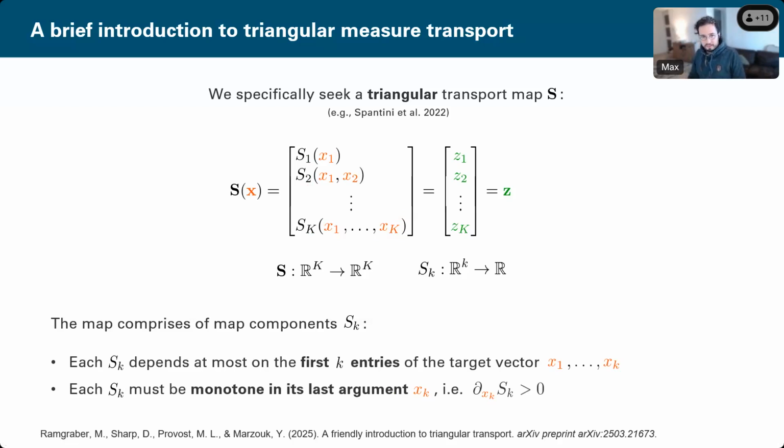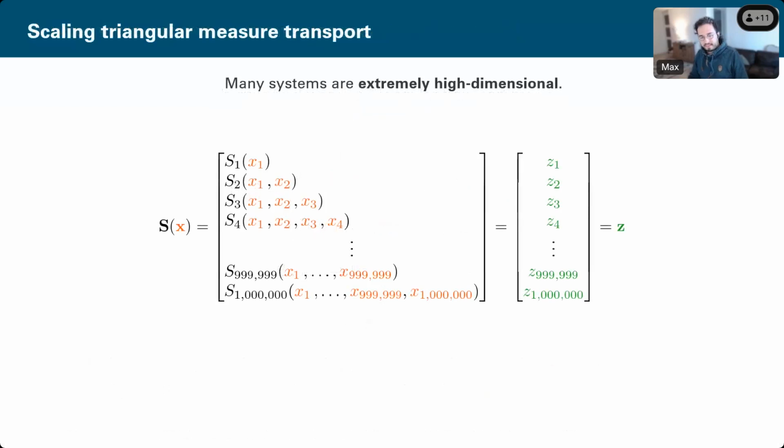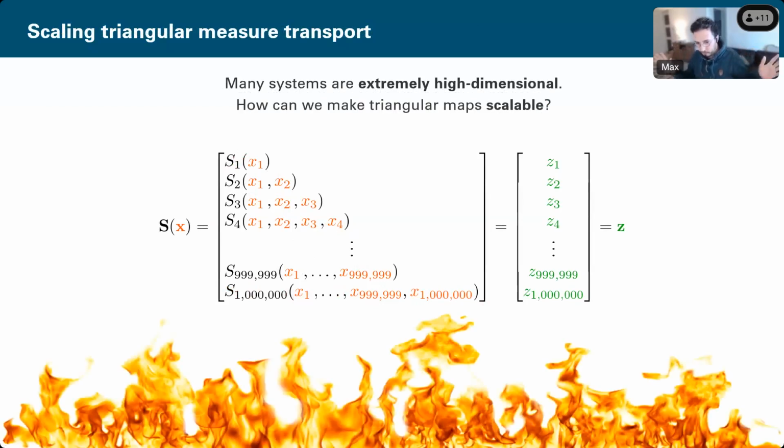One problem with this approach is that if we apply it naively, this scales very poorly with dimensions. In many systems that we care about, we might have hundreds of thousands, if not millions, of states in our data assimilation problem. And since a triangular map needs one of these functions for each variable, we need 1 million of these functions, and they also get progressively more expensive. So the last one would depend on 1 million arguments, which becomes computationally infeasible. We're basically scaling exponentially with dimensions. So this is a huge problem.